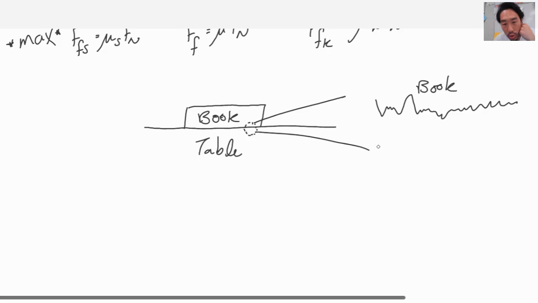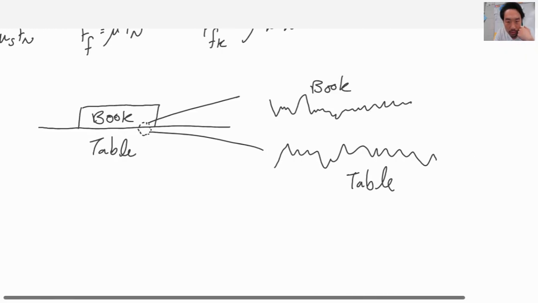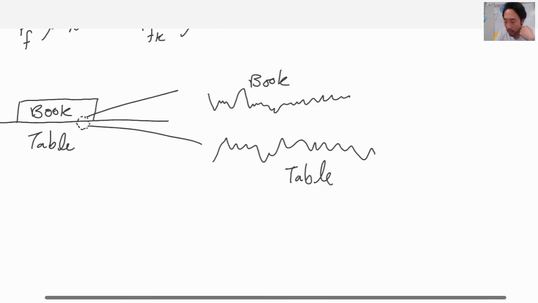The same holds true for the table. I'm going to draw the zoomed in view down here, like this. This is the table. In this drawing I made it so that the book and the table are not touching. But in reality, the surface of the book and the surface of the table are in fact touching. And when the top surface, the book, touches the bottom surface, the table, a very unique thing happens.